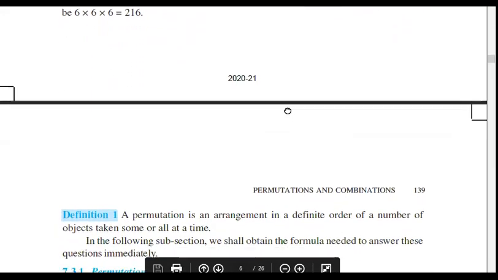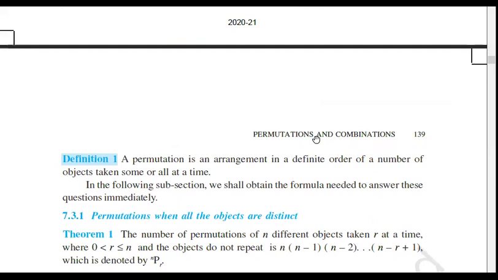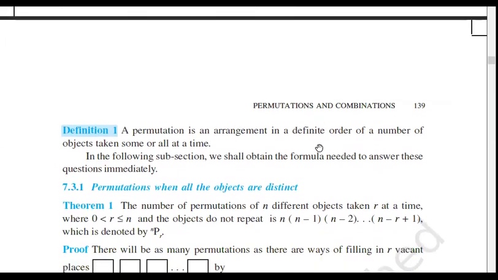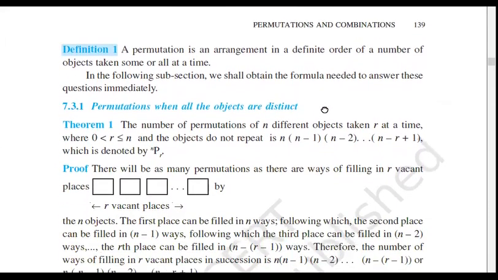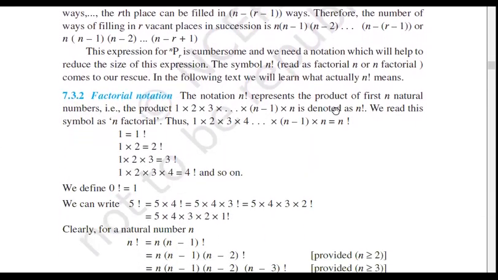So, what is the definition of permutation? Permutation is the arrangement in a definite order of a number of objects taken either some or all at a time. Okay, right? So this is the first thing that we have studied: the meaning of nPr. I've studied what is factorial, everything.